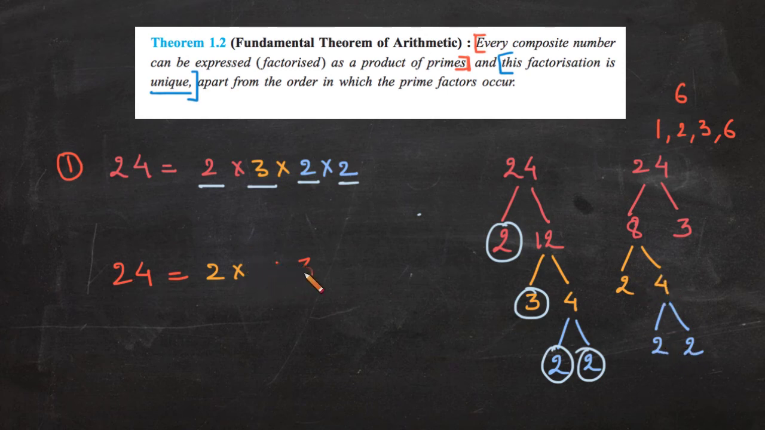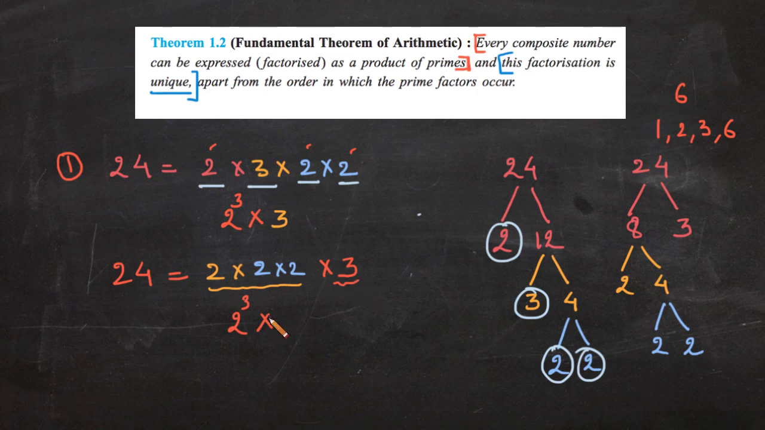So let me write that neatly. We replace 4 with 2 times 2, and this 3 comes here as it is. So how many 2s do we have in the first prime factorized form? We have 1, 2 and 3. We have three 2s, that is 2 to the power 3 times 3. And in the second way, how many 2s do we have? Again we have three 2s. So we can write this as 2 to the power 3 times 3.